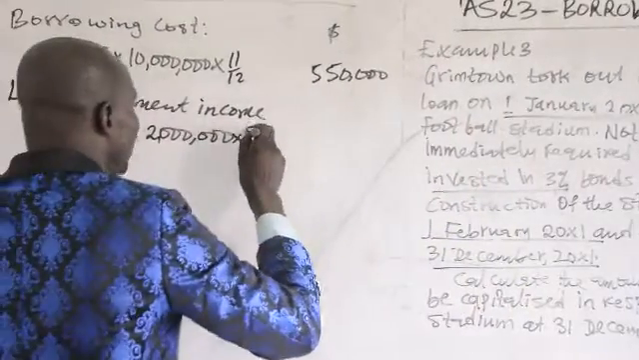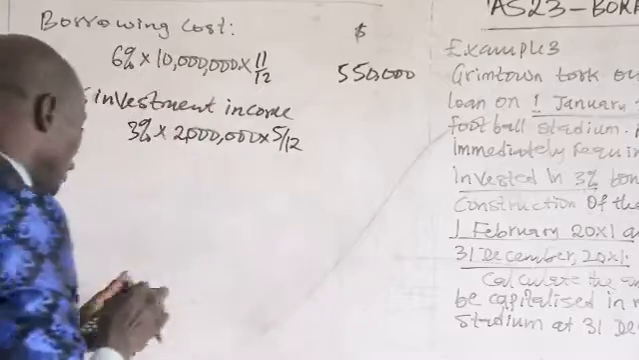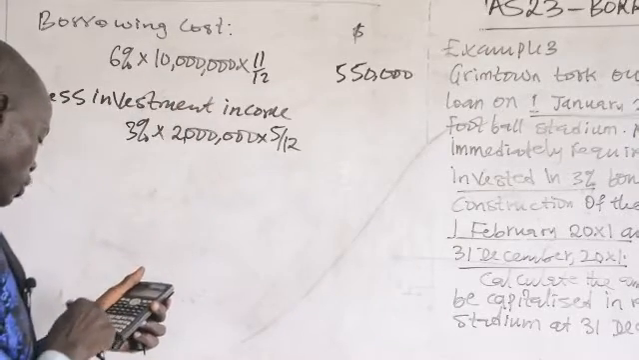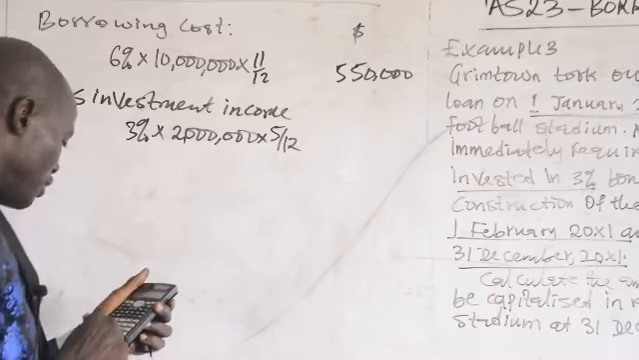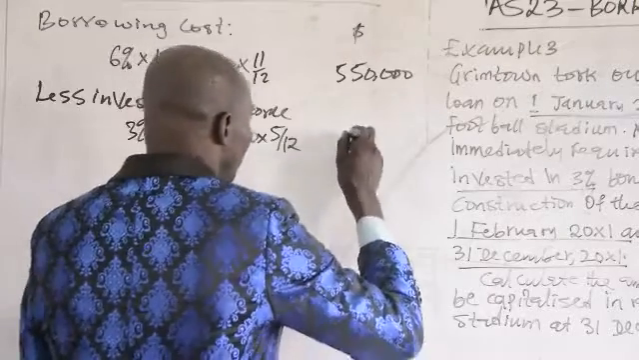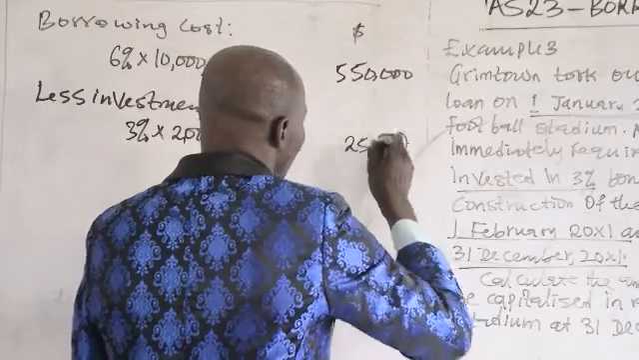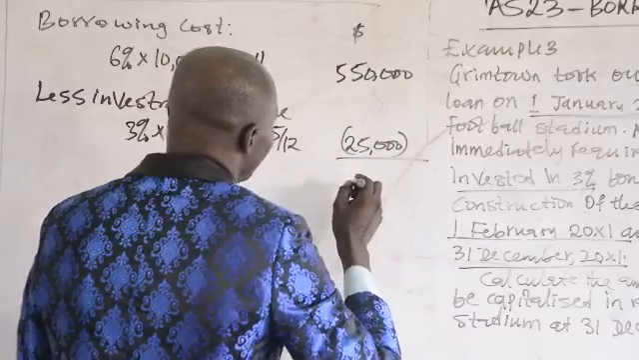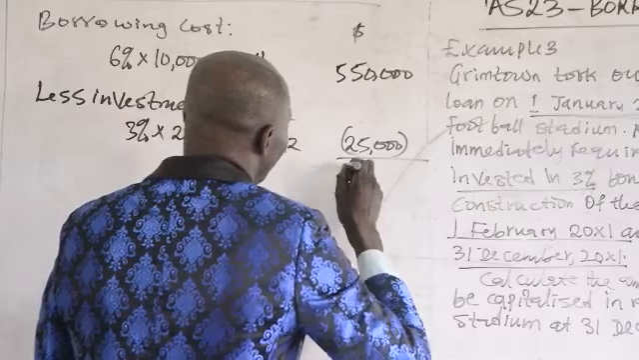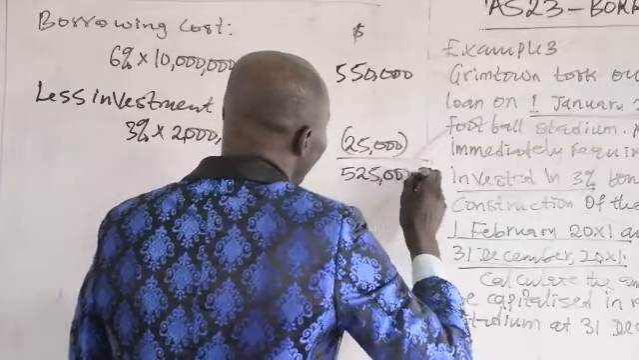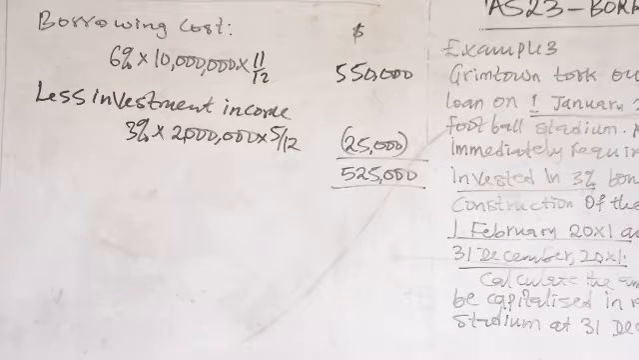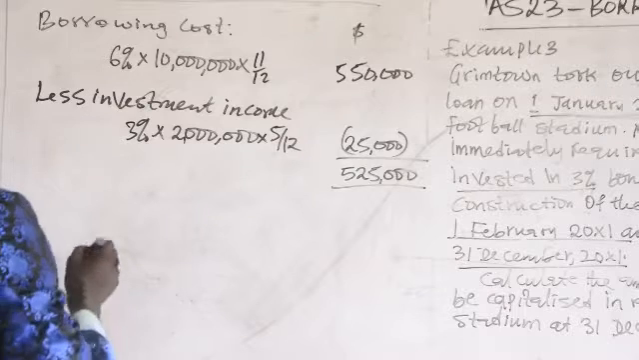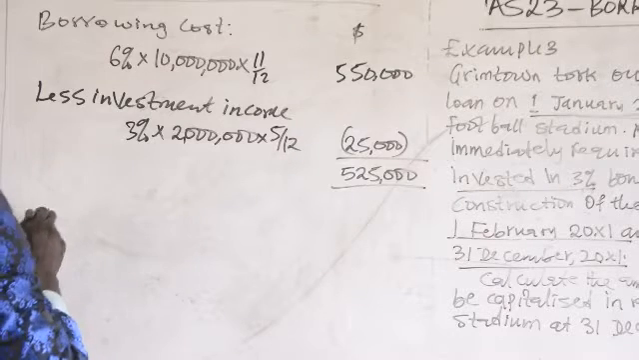So you calculate the income that relates to the asset, which is 5 over 12. So 3% of 2 million times 5 divided by 12, that will be 25,000. If you deduct the 25,000 from 550,000, then you'll be left with 525,000. That is the borrowing cost eligible for capitalization as the cost of the asset in the statement of financial position.